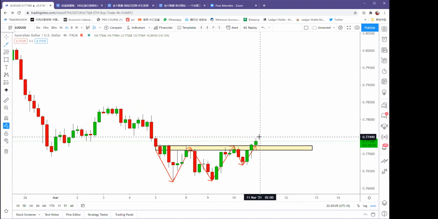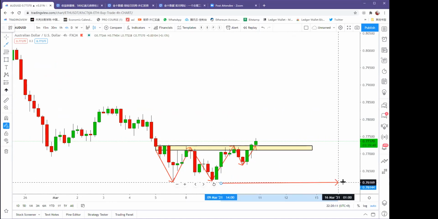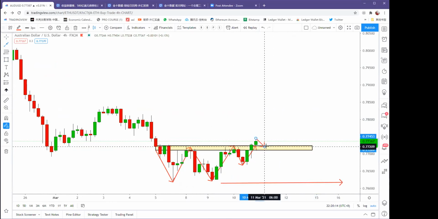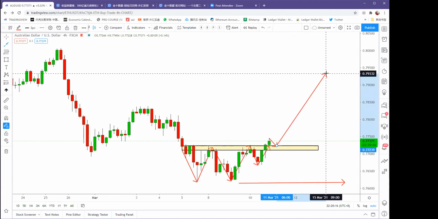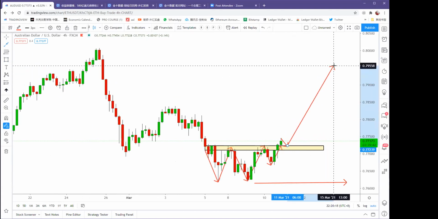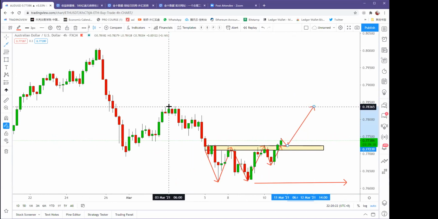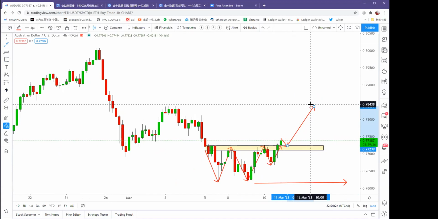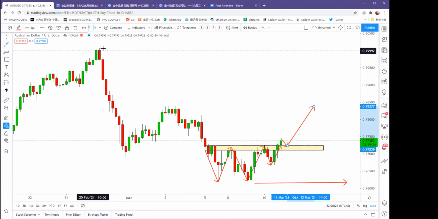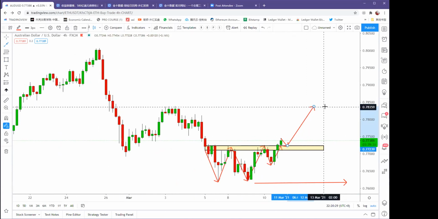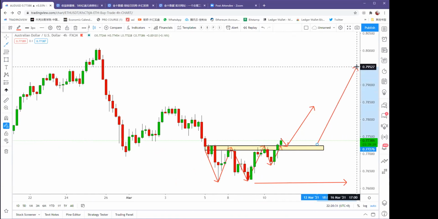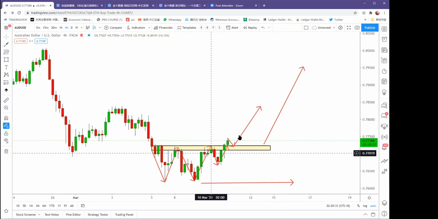Neckline just broken. Stop loss given at 0.6076. First target will be the previous high here, 0.78. Second target will be the previous pivot here, 0.79, or 79.50. So these will be our two targets for the Aussie dollar.